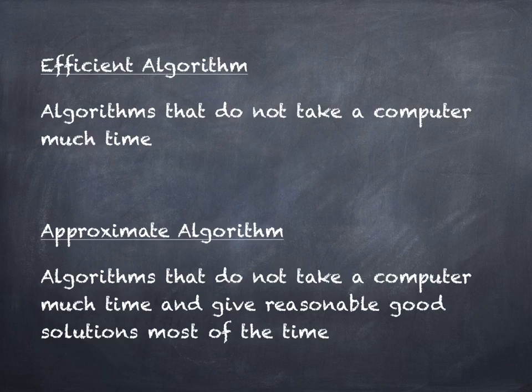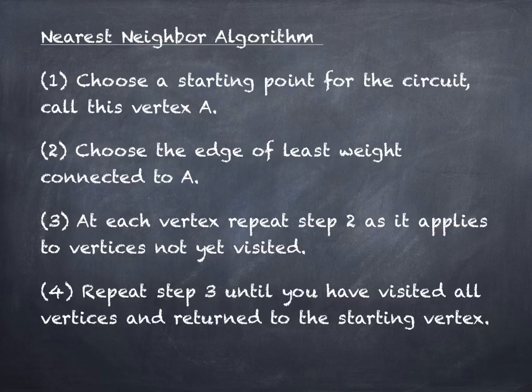An algorithm that does not take a computer much time is considered an efficient algorithm. And an approximate algorithm is, again, one of these efficient algorithms, one that doesn't take the computer much time, and it gives reasonably good solutions most of the time. So it's not perfect, it's not 100% accurate, but it's efficient and still reasonably good most of the time. So let's take a look at one such algorithm. That is the nearest neighbor algorithm.